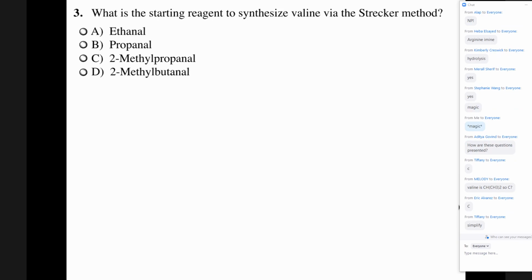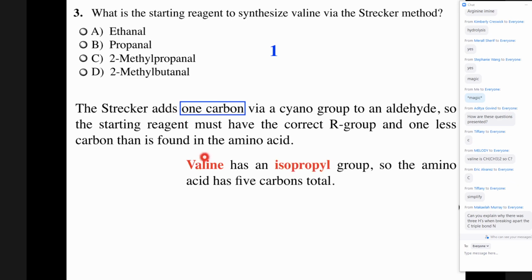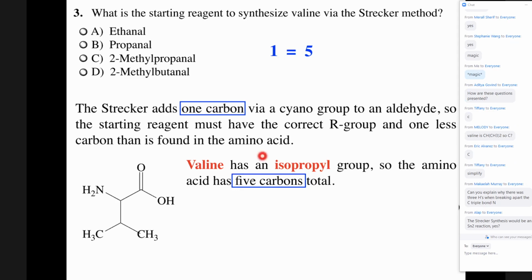So you've recognized amino acid side chains. Forget that. I'm going to go with math. Strecker adds 1 carbon, and valine has 5 carbons total. So side chain 1, 2, 3, the alpha carbon and that carbon. So what plus 1 equals 5?